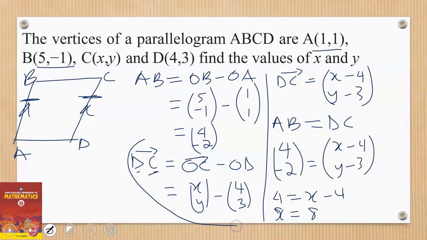Then let me come here. Again, negative 2 also should be equal to Y minus 3. And making Y the subject, Y will be equal to 1. So the values of X and Y are 8 and 1 respectively.